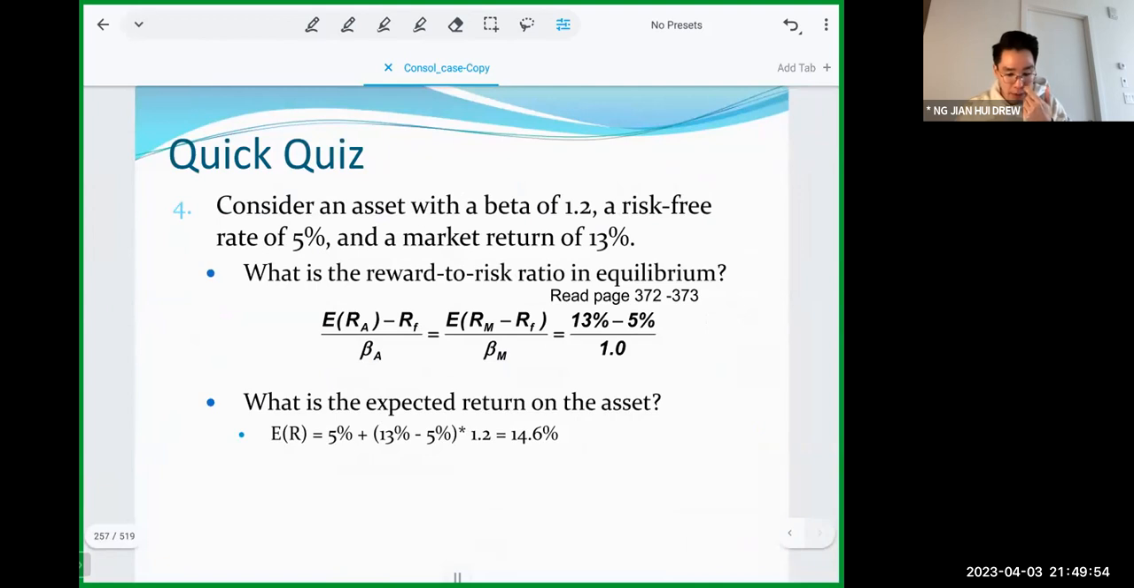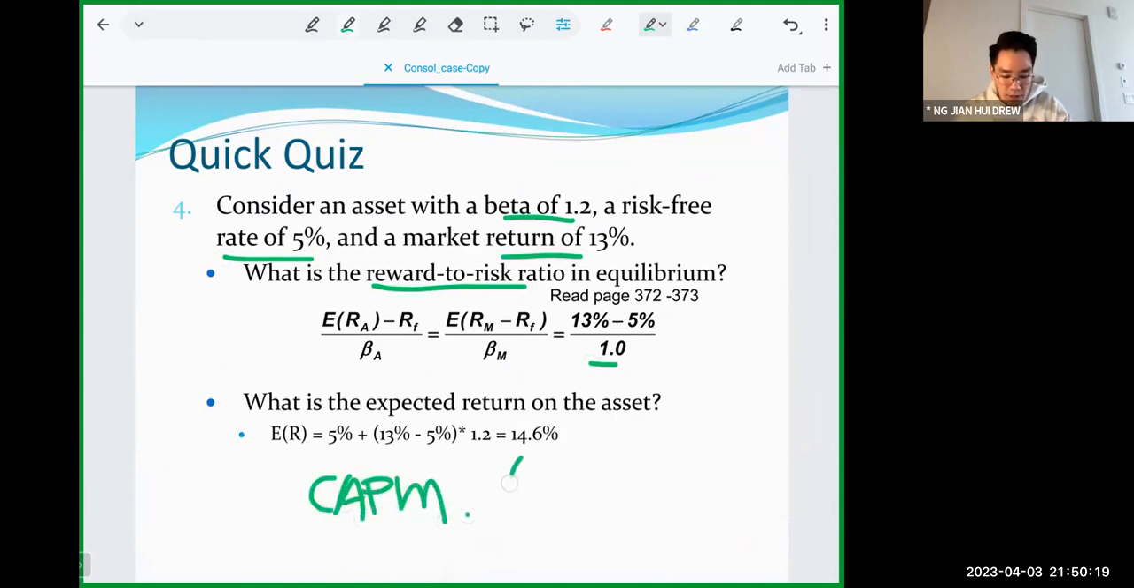So if we are good, I think there are two questions, a so-called quick quiz. We are given the beta of this, risk-free is this, market is this. What is the risk and return ratio? We just plug in the formula of market minus risk-free divided by beta. All right. What is expected return? We use the CAPM model to calculate this. Important: if they give you market return, it's not market risk premium, so we need to minus away the risk-free rate.